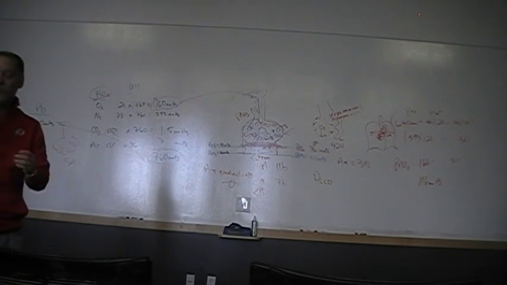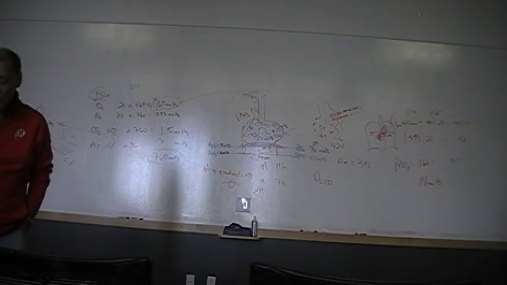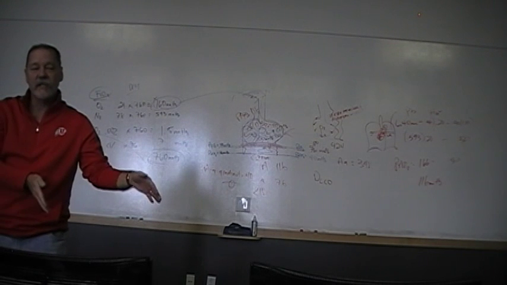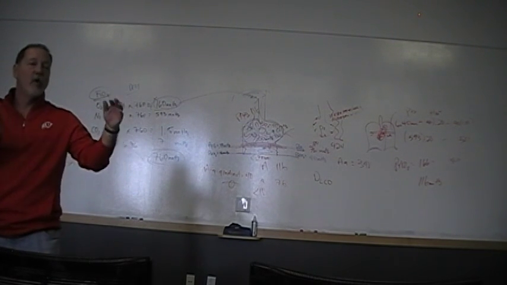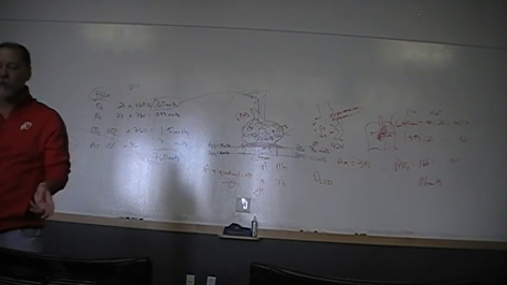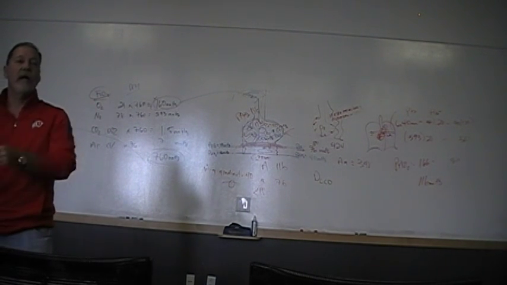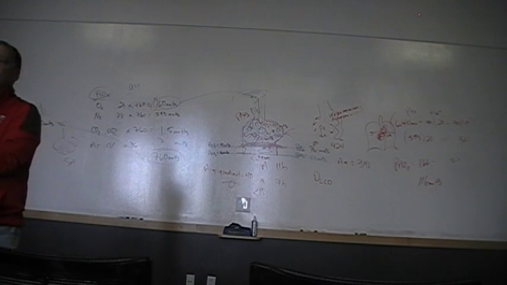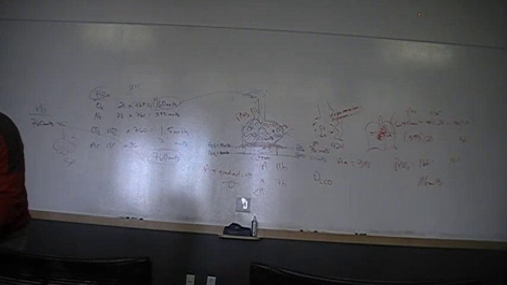So it's a perfusion limited substance. Nitrous oxide is an example, because it reaches equilibrium so quickly, no more diffusion occurs after equilibrium has occurred. So it's a perfusion limited gas. The only way you can get more is to increase the flow past the alveoli.